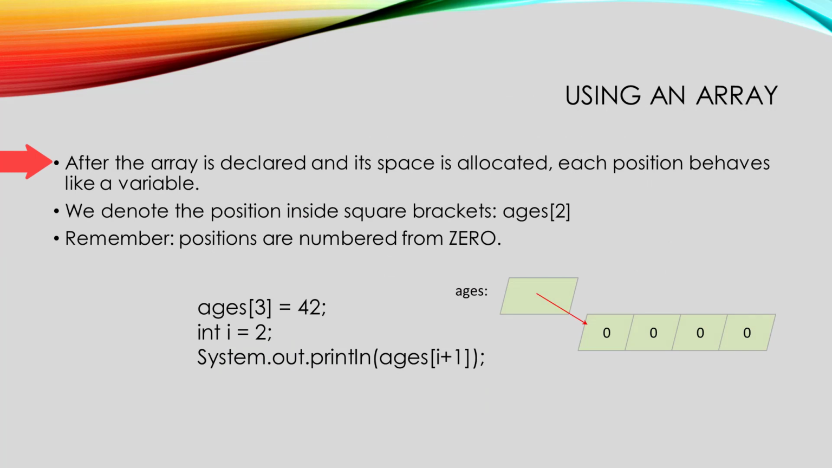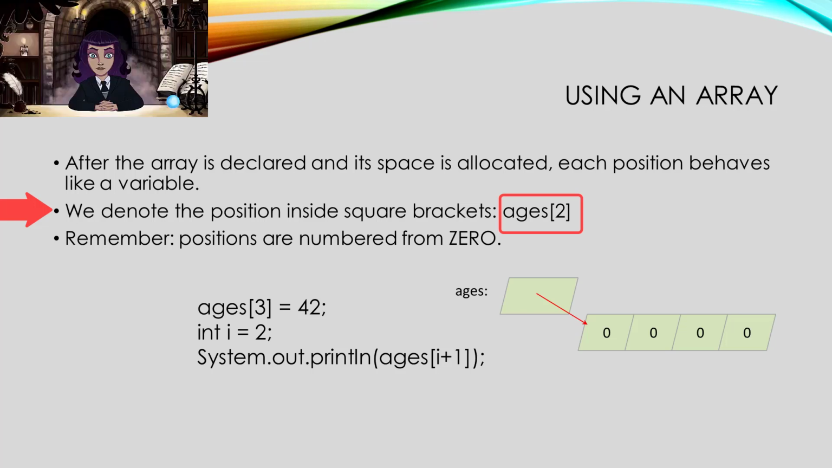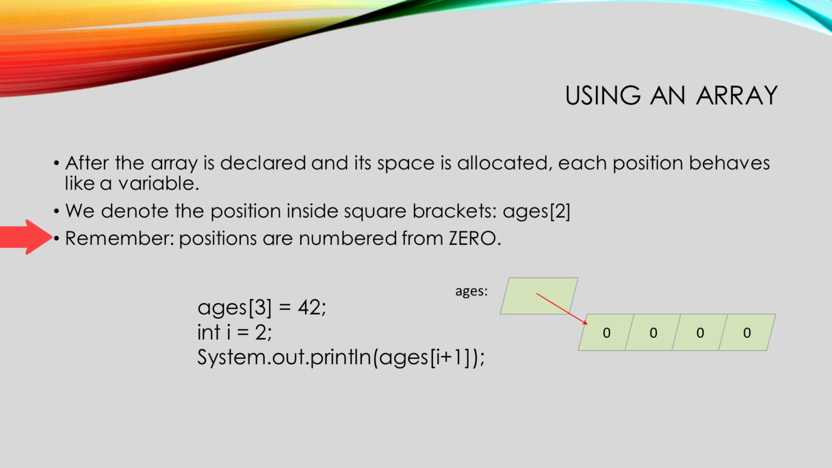Once we have declared an array and given it space, each position acts like it's its own variable. We can access any position in the array by putting its position number in square brackets after the name of the array. We read that ages sub 2. We call this indexing the array. The positions are always numbered from 0.